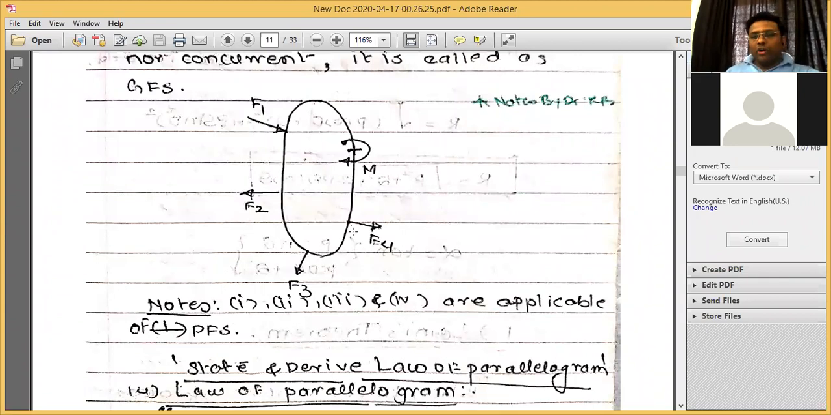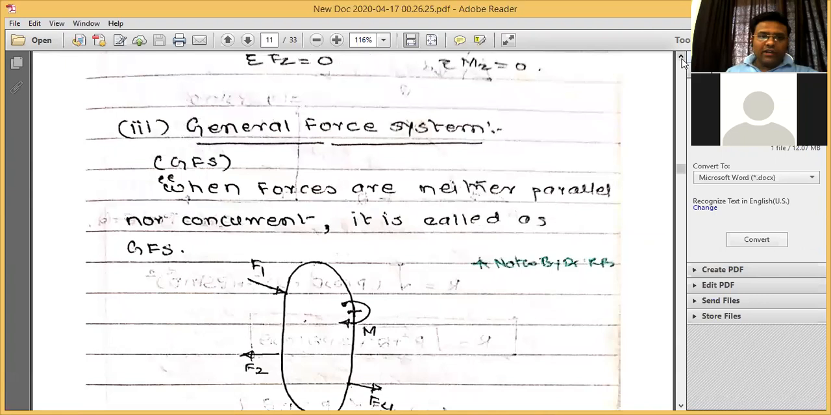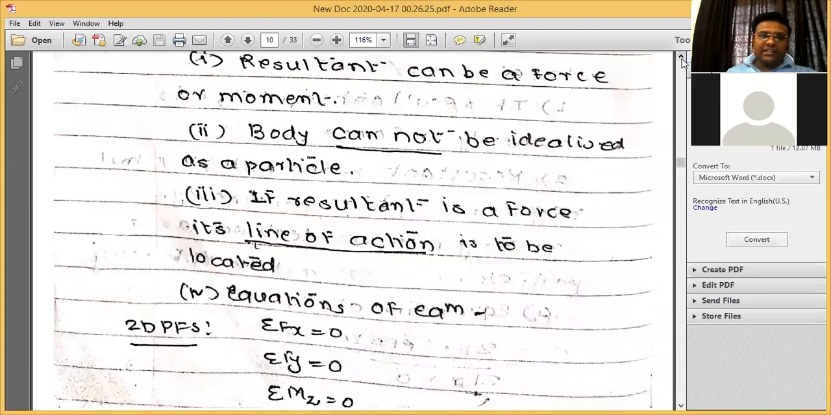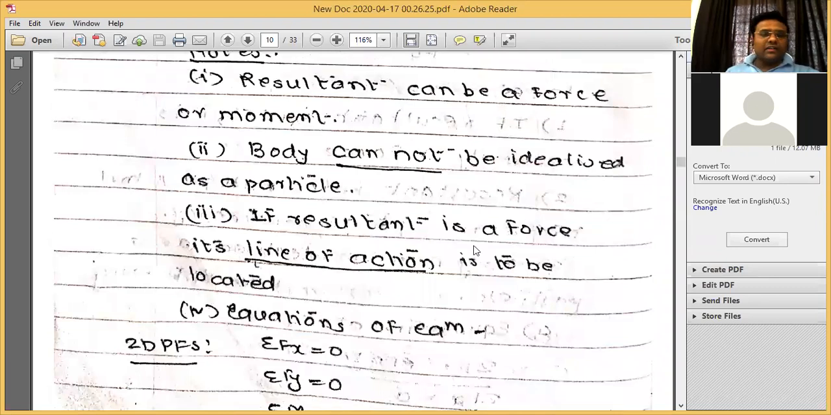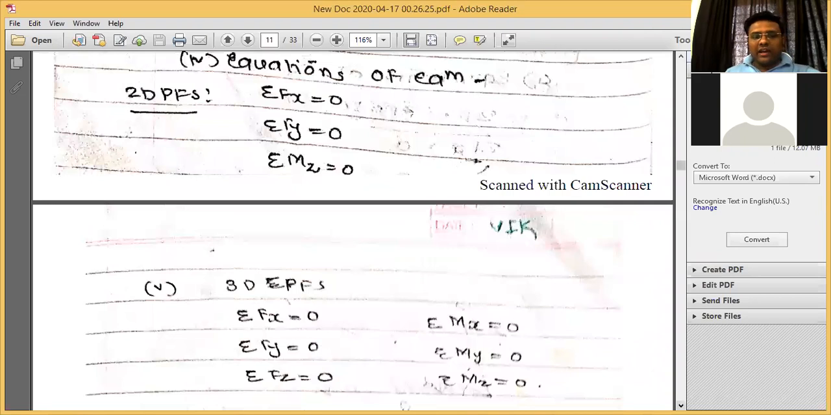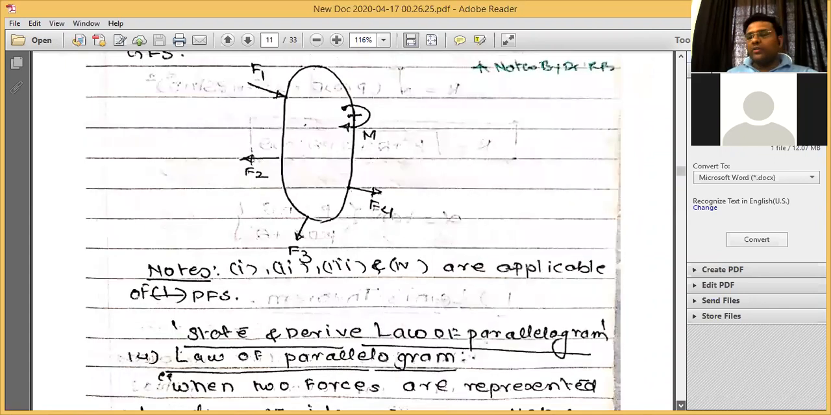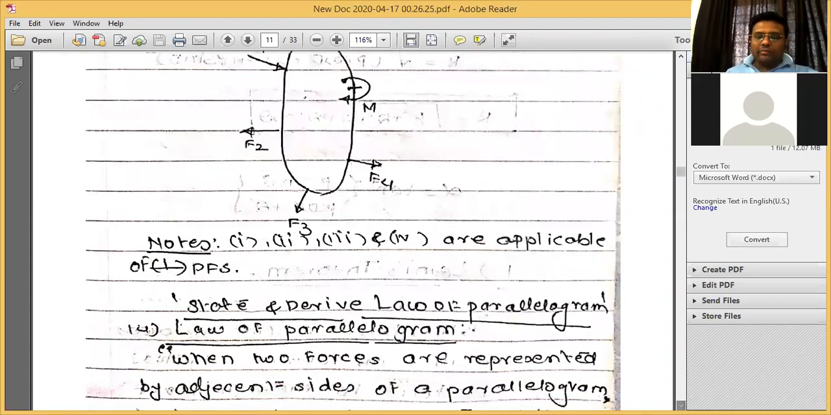So the body cannot be idealized as a particle was the first point. Second point, the resultant can be a force or a moment, right? Then if you want to calculate the line of action of the resultant, Varignon's theorem is required. So that is all. And then for the two-dimensional force system, for GFS and for PFS, all the equations remain the same. Only the addition of the moments will be there. So this is all about the types of forces.